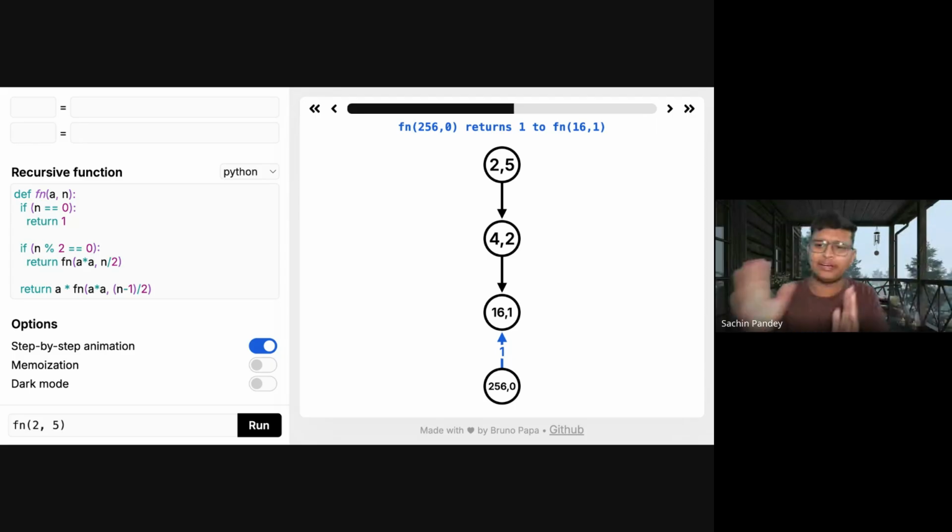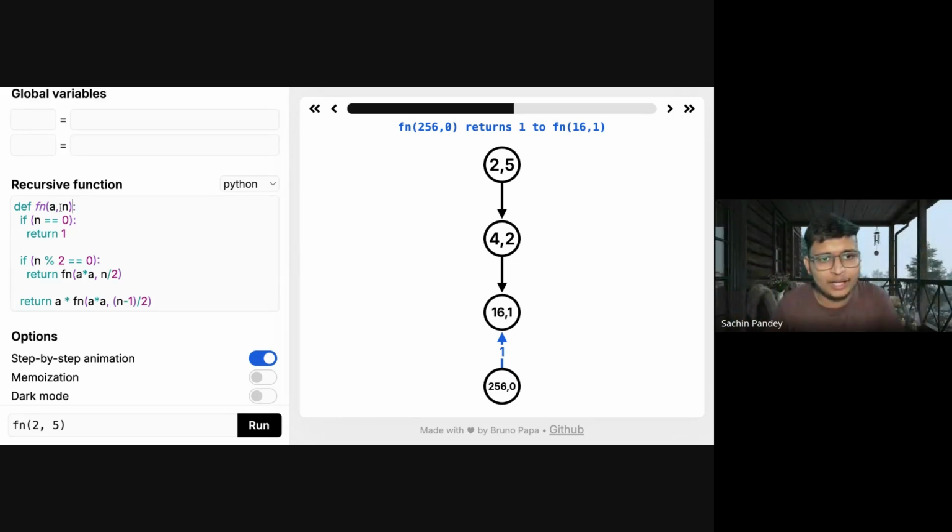What is the smallest power you can ask for any number? If the number is a, then a to the power 0, or a to the power 1 also, but mostly 0. A to the power 0 is what? 1. Any number to the power 0 is 1. So if you have n equal to 0, it does not matter what the value of a is, you will just return 1. This is a simple base case.